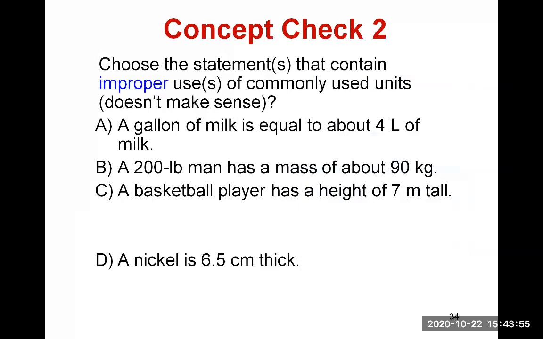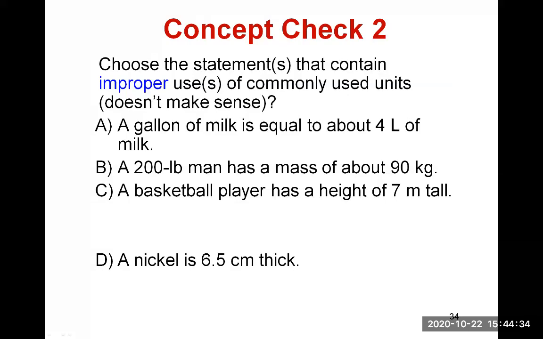So let's do this concept check. I want you to look at this on your own before you watch the answer. Choose the statements that contain improper use of commonly used units, which means which of these statements do not make sense. A gallon of milk is equal to about 4 liters of milk. Does this sound reasonable or not? Well, yes, a gallon of milk is equal to about 4 liters of milk. It's slightly less, like 3.85 liters.